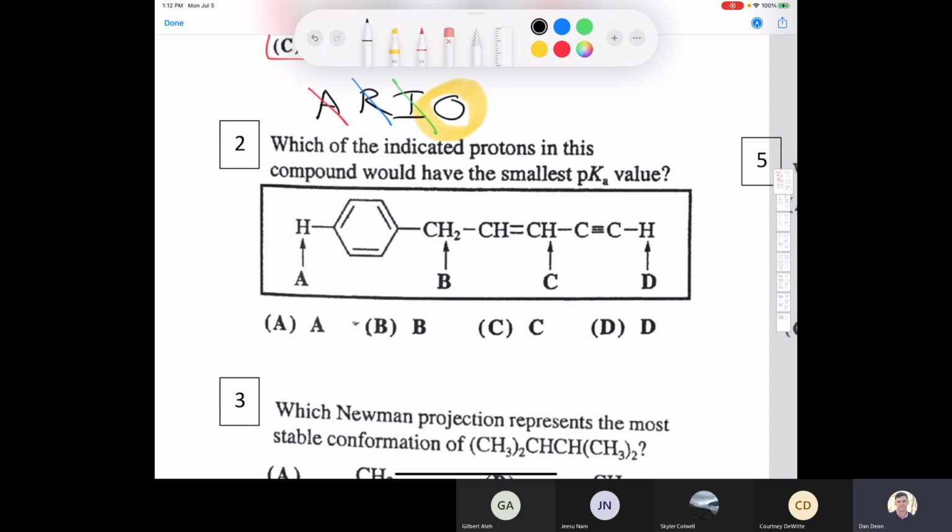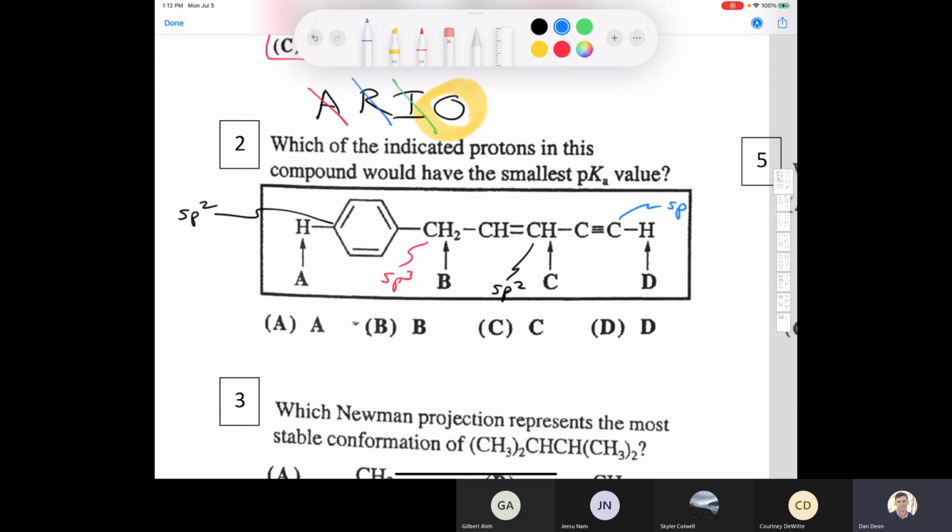Right, because on A, this carbon is sp2 hybridized, and this carbon on C is also sp2 hybridized. For B, the carbon is sp3 hybridized, and for C, the carbon is sp hybridized. So we go with orbital. Now which one of these has the smallest hybrid orbital? The answer is the sp hybrid orbital.